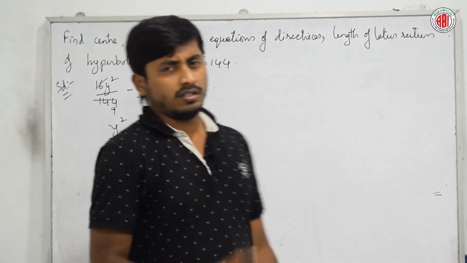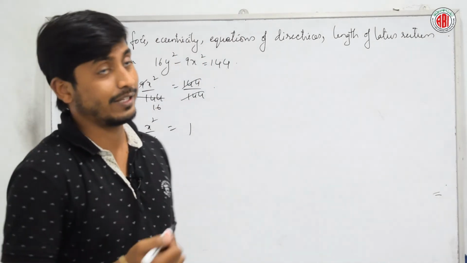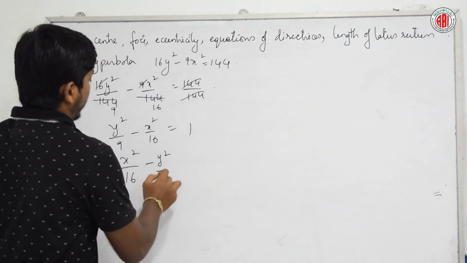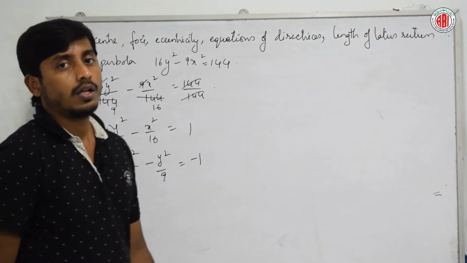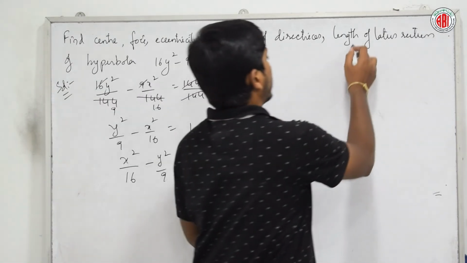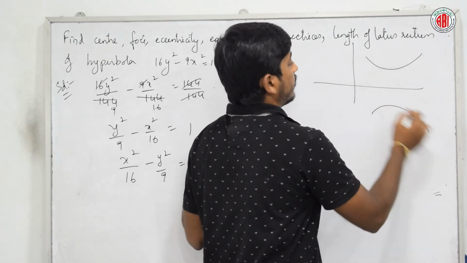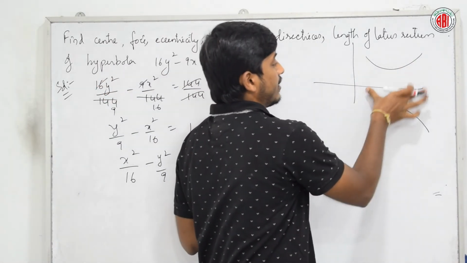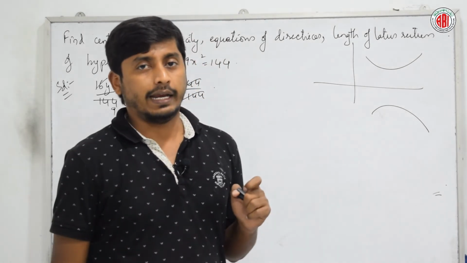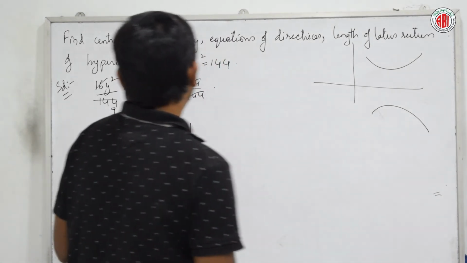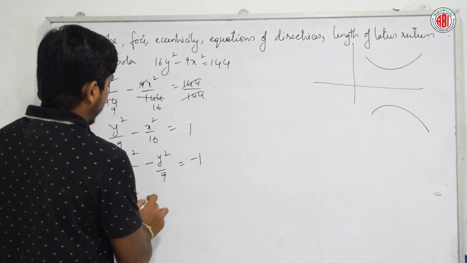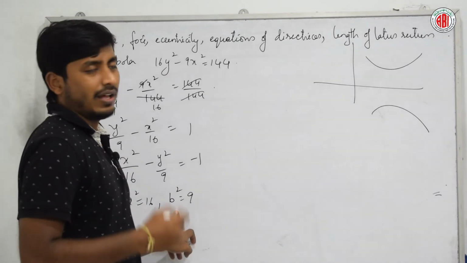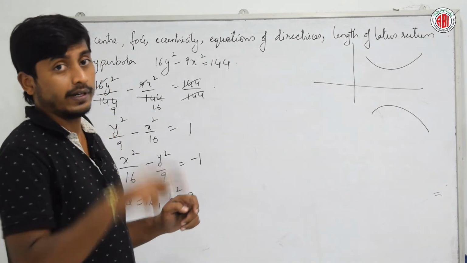Do we have x square first or y square first? The x square coefficient should be positive. That is x square by 16 minus y square by 9 is equal to minus 1. So how does this hyperbola look? It will be of this kind. Only the same thing: this axis will turn to this and this axis will turn to this. So what is a square here? A square is 16, b square is 9. All other terms are as they are. We used to have a type 2 of ellipse.